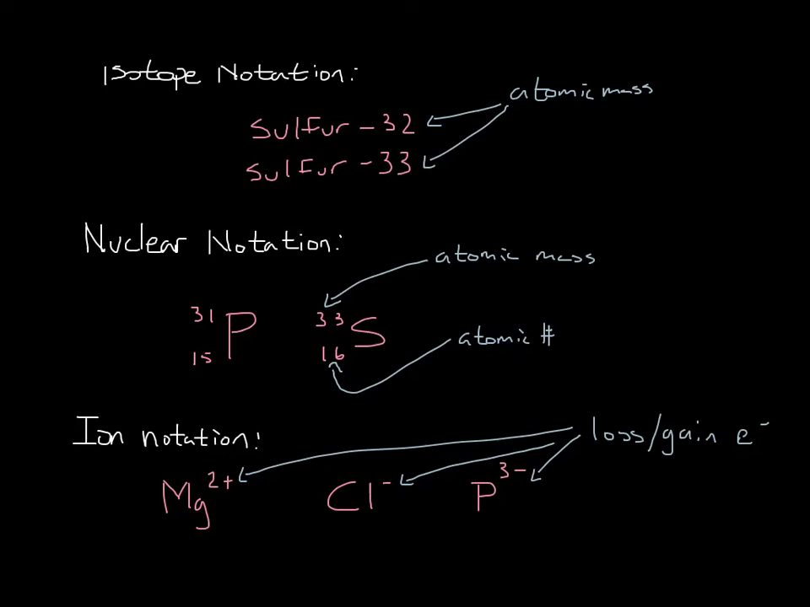So for example, magnesium normally has 12 protons and 12 electrons. If it loses 2 of its electrons, bye-bye, and now it has 10 electrons. Well, check this out. We've got 12 plus, 10 minus. That means it's got an overall charge of 2 plus. Chloride with a -1 has gained 1 extra electron. Phosphide with 3 minus has gained 3 extra electrons.